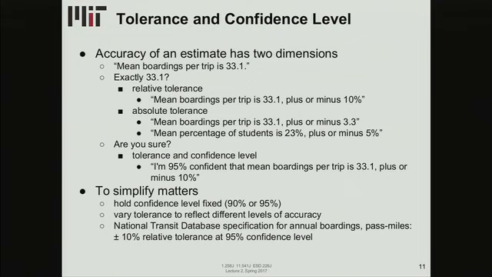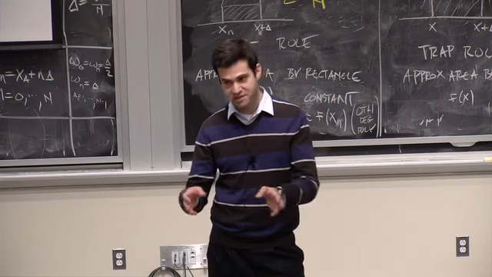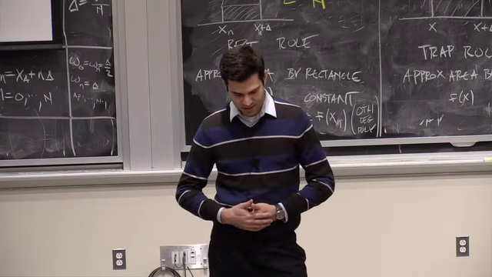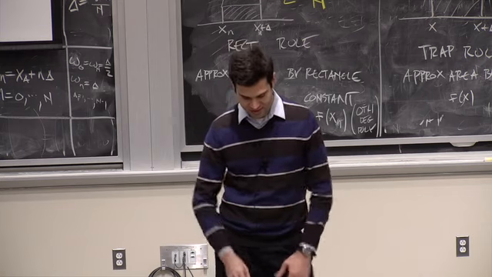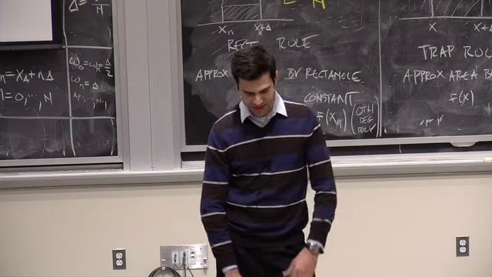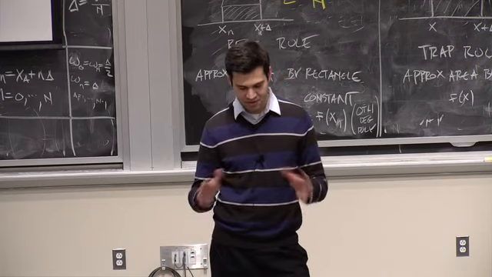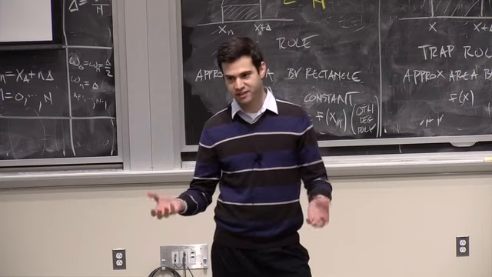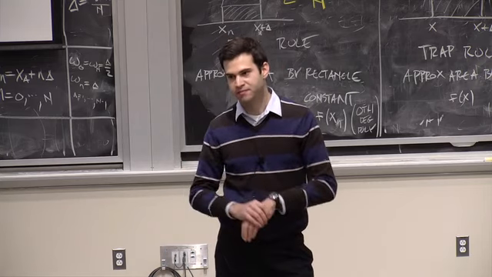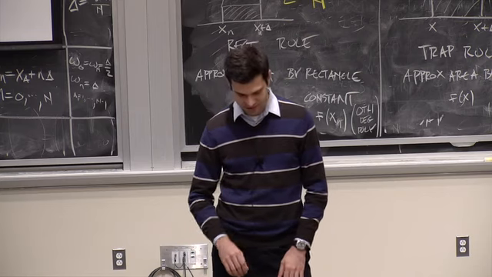Okay, the first question we talked about is, is that exactly 33.1, or is it something different from 33.1? And the second question is, how sure are you, how confident are you that the number you give, plus or minus the tolerance you give, is the right answer? So now you say, I'm 95% confident that the mean boardings per trip is 33.1 plus or minus 10%. Now you combine the tolerance with the confidence level, and that's the full expression of your accuracy. And that's what you need when we look at data collection.